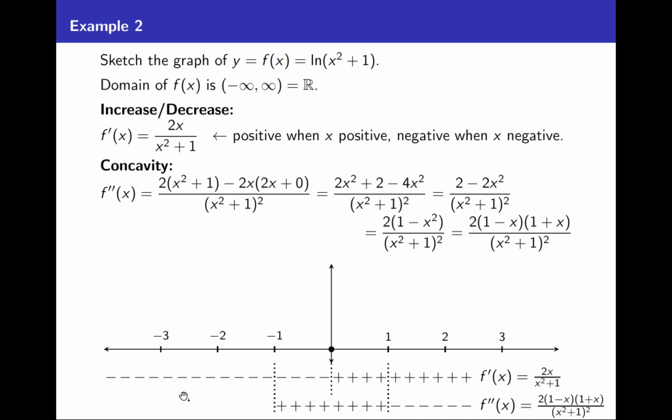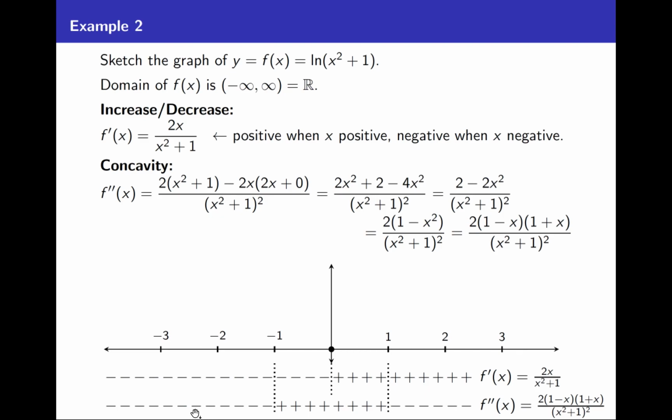For the leftmost interval, take a test point of -2 and plug it into f prime prime. F prime prime of -2 is 2 times (1 minus -2), and that's positive, times (1 plus -2), and that's negative, divided by this positive number. So positive times negative divided by positive is negative.